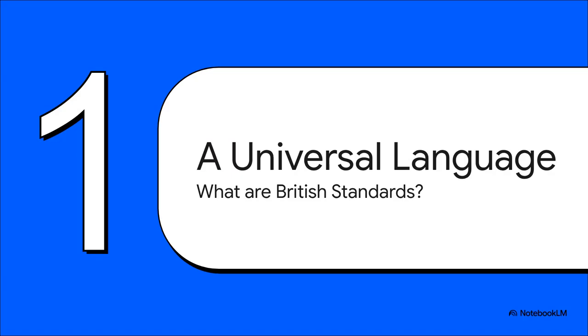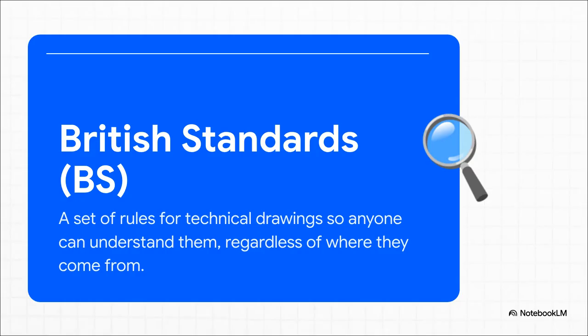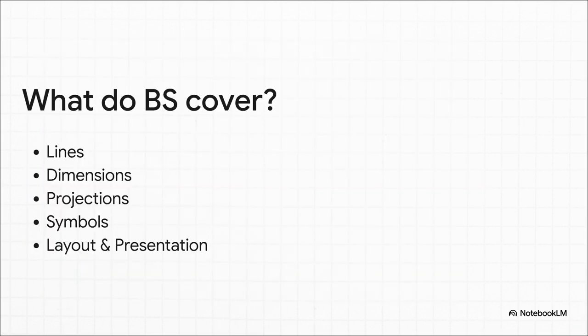Right. So what exactly is this rule book that basically everyone in the industry uses? British standards, or just BS for short, are the agreed-upon rules that turn a simple drawing into a completely unambiguous instruction manual. They get rid of all the guesswork and make sure that a line drawn in one place means the exact same thing to someone reading it thousands of miles away. And when I say they cover everything, I mean everything. From the type of line you have to use for a hidden edge right down to the way you lay out your title block, yeah, there's a standard for it. It's this consistency that makes the whole language work.